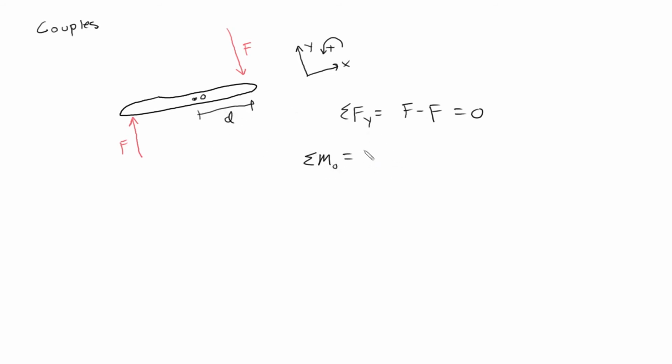So we could say F is pointing this way, which is negative, and F is rotating this way, which is also negative. So we could say negative 2Fd. So as you can see here, what's special about couples is that although there's no net force acting upon this object, there's actually still a moment occurring.